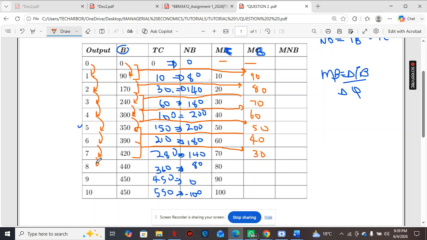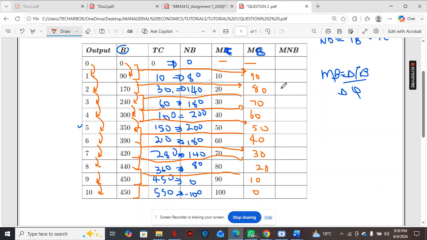From 7 units to 8 units, you say 440 minus 420, that will give you 20. Then from 8 units to 9, you say 450 minus 440, you're going to get 10. And finally, from 9 units to 10 units, you're going to say 450 minus 450, going to get 0. Okay, those are the marginal benefits.